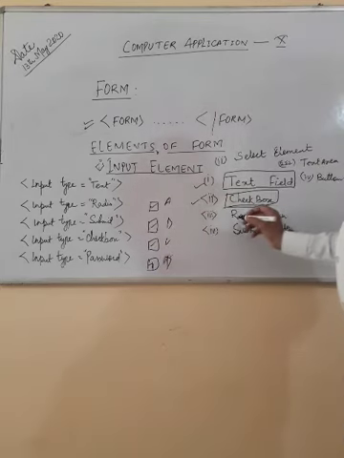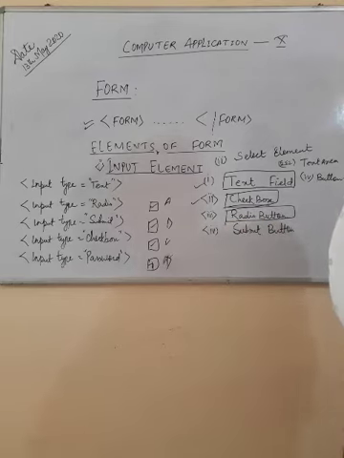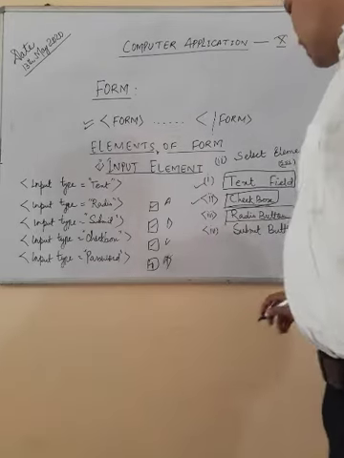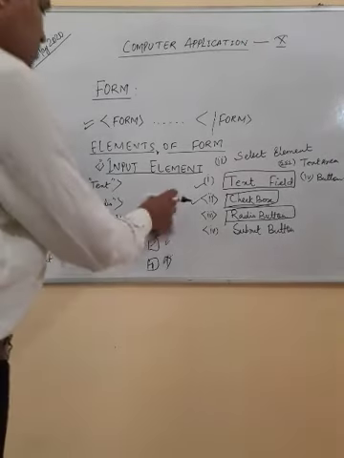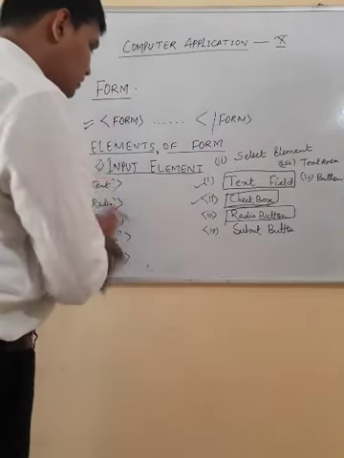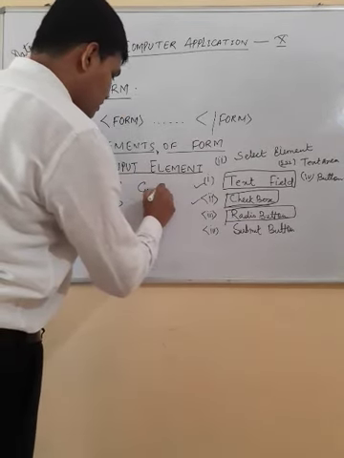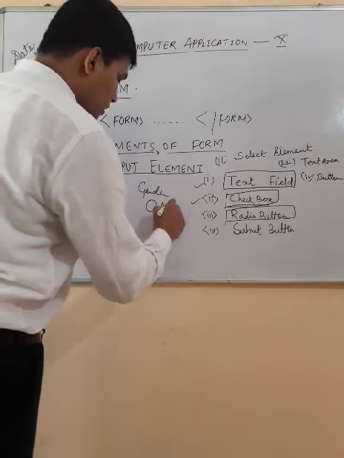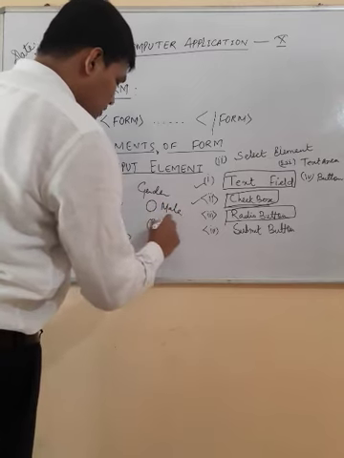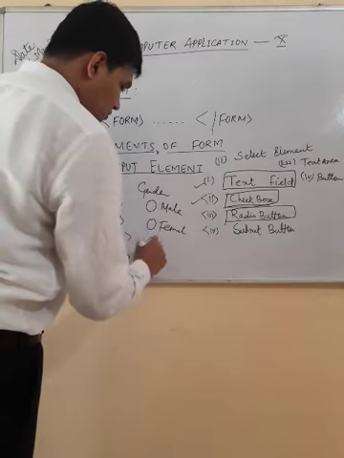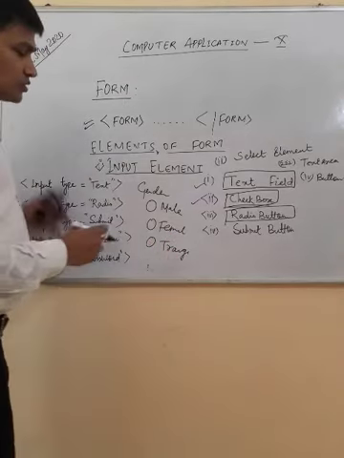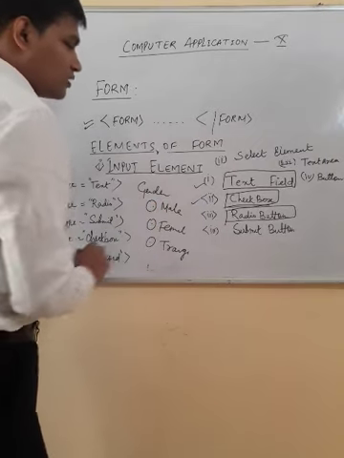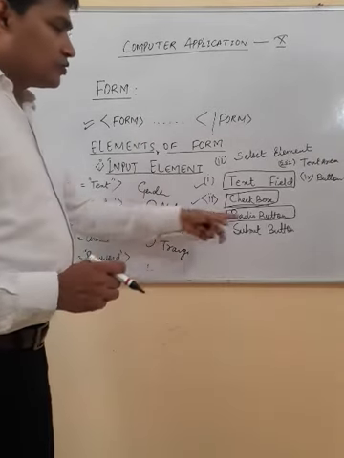In the same way, another input element is called the radio button. When you want to define the gender, you can find options like male, female, transgender. Whatever they are, you can select only one option at a time. At that time you have to use the radio button.